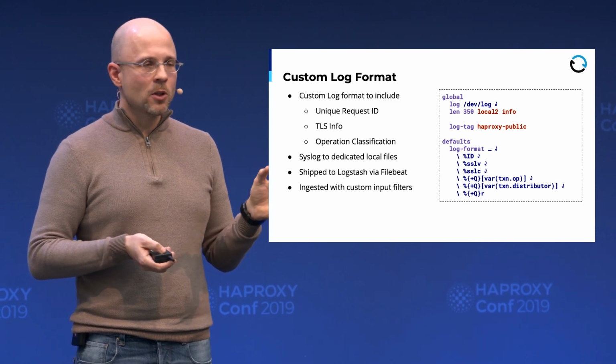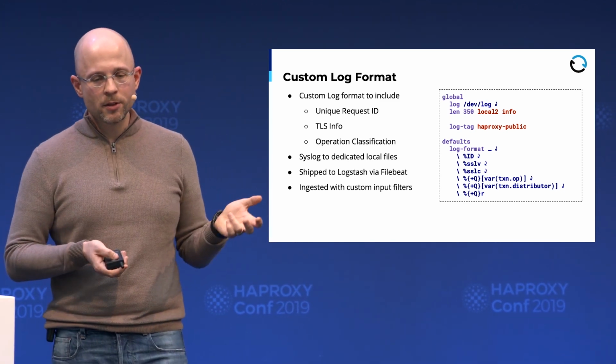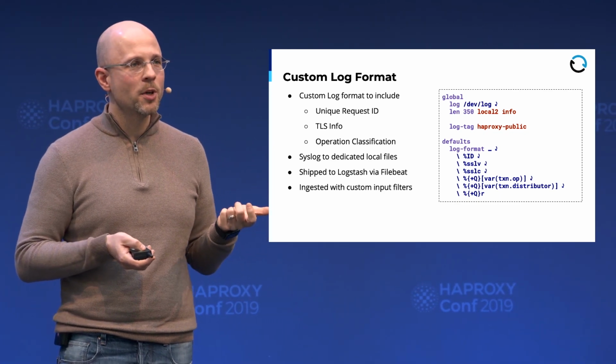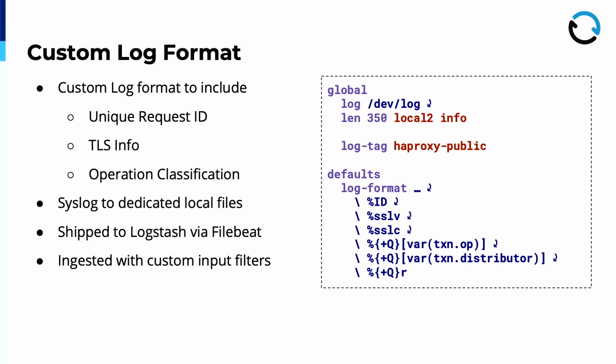It gets logged to syslog, to local2, in this case at info level, but that doesn't matter. What matters is that we have an rsyslog configuration that looks at exactly this with a tag HAProxy public and sends that into a dedicated file. Right now we are limiting the line length to 350. That's just a precaution, and we are rotating these hourly because it's quite a lot of stuff that accumulates there.